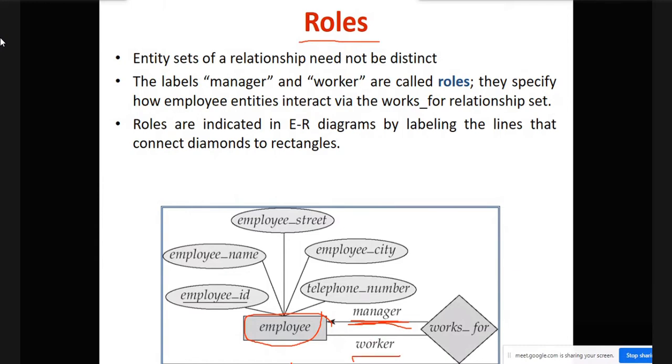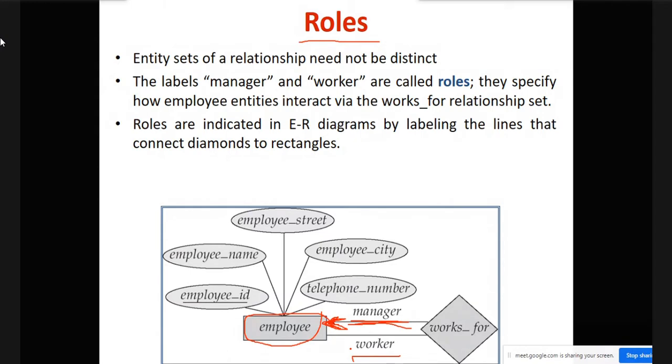Now why is this arrow towards the employee from manager, and for worker it is not there? Can anyone explain this? Why is this arrow given? There is one arrow like this here, and here. There is only one relationship, one to one? No, not one to one. Like there is one manager for many employees. That is the correct word.